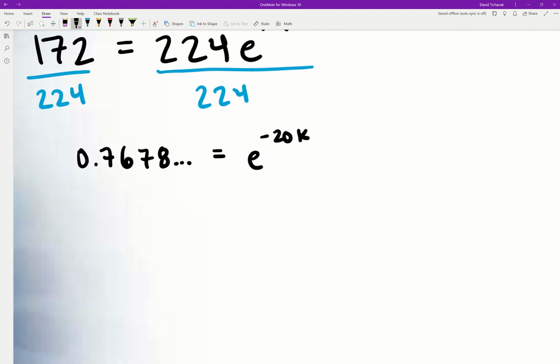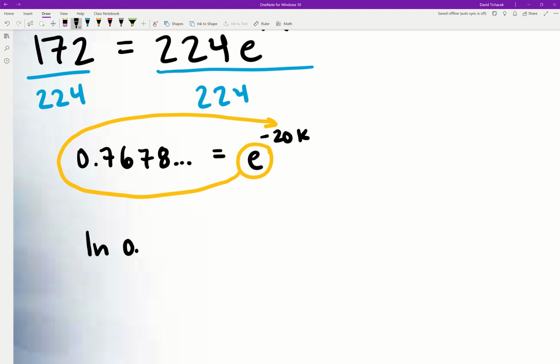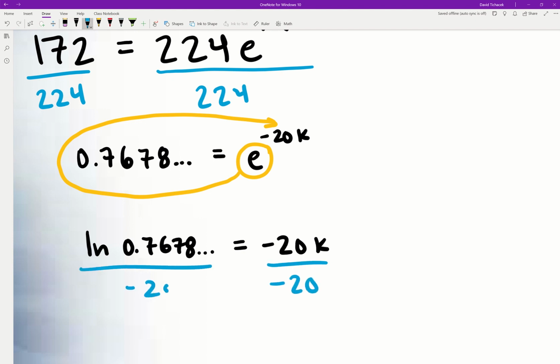And then we can convert this to a logarithmic equation by starting off with the log base e of that decimal number is equal to the exponent that I've got here. So I'm just going to write that out: the natural log of 0.7678 is equal to negative 20k. And then to get k by itself, we need to divide both sides by negative 20.